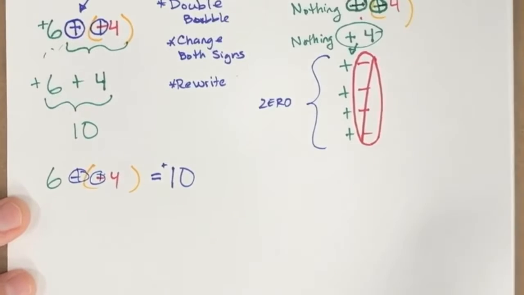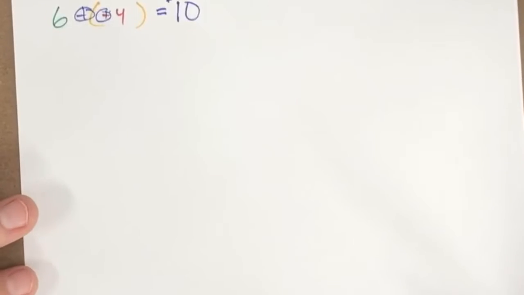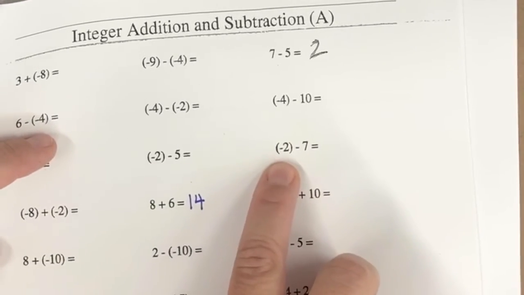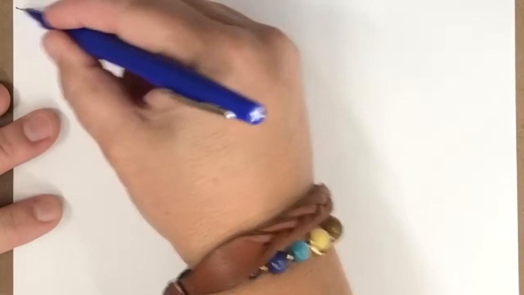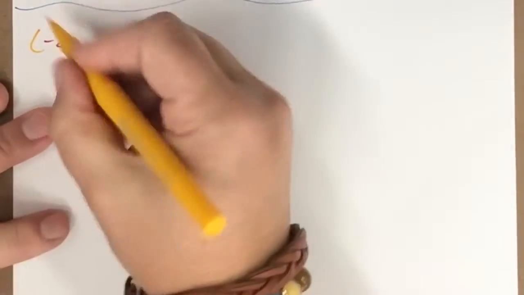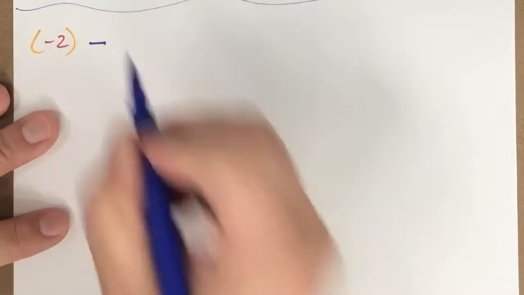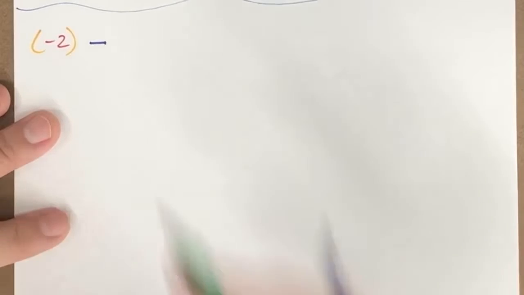So let's do one more example with a double bubble. All right, so Miss Mills, -2 minus 7. -2 minus 7. Okay, so we're gonna try that one right there. So this is going to be -2. They put the -2 in parentheses just to help you see that that is a -2. And then we're going to subtract, the operation is going to be subtract and 7.